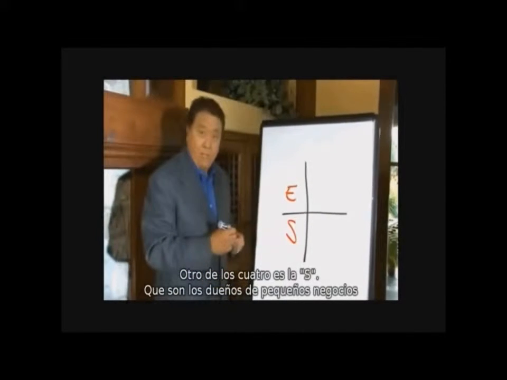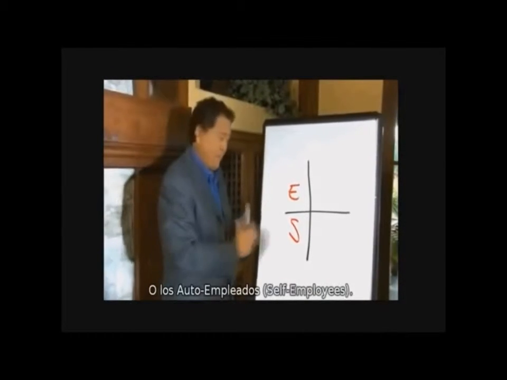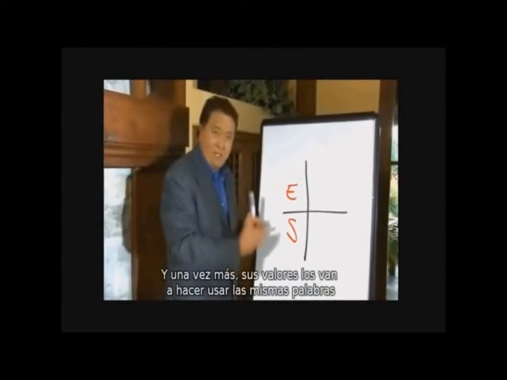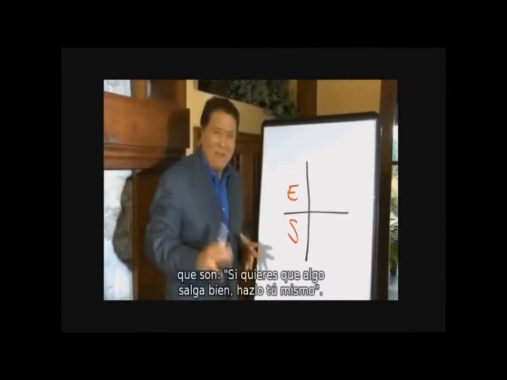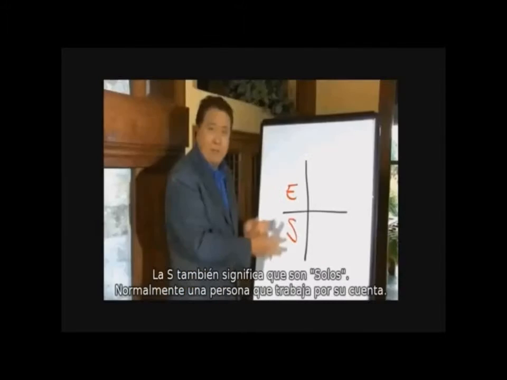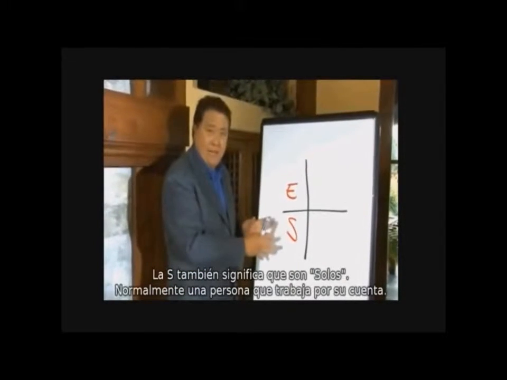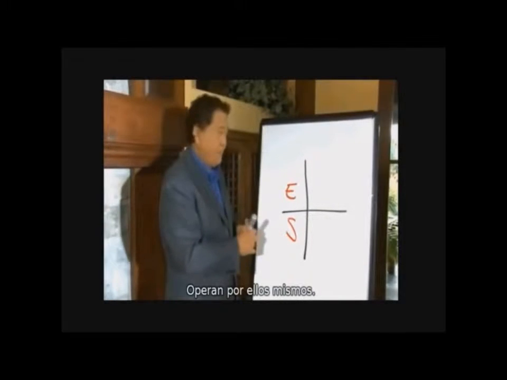The other one of the 4 is the S, or the small business owner or the self-employed. And again, their core values will cause them to use the same words, which are, if you want it done right, do it by yourself. S means they're also solo. They're generally a one-person act, or they operate by themselves.